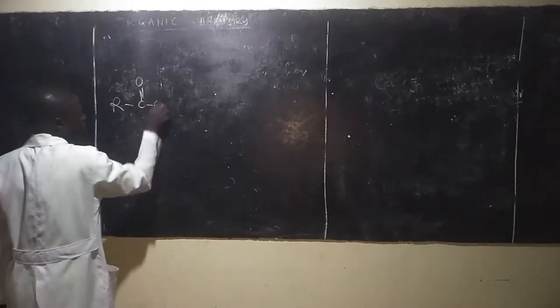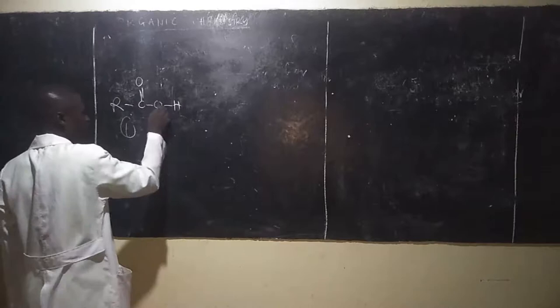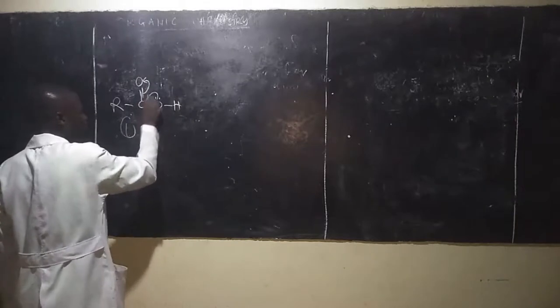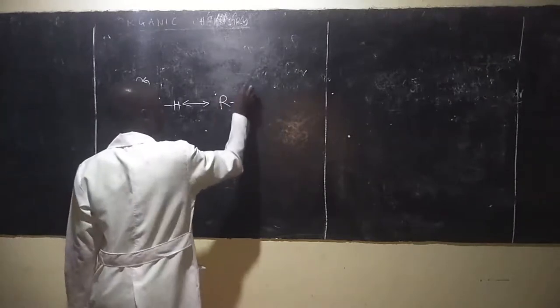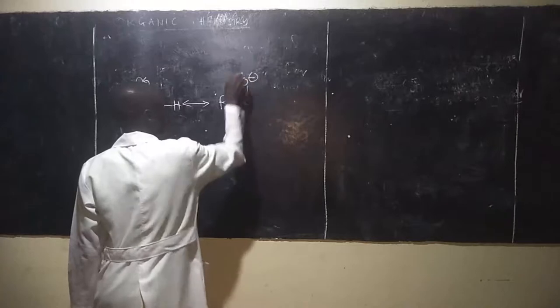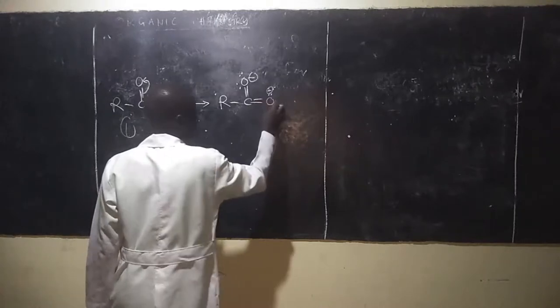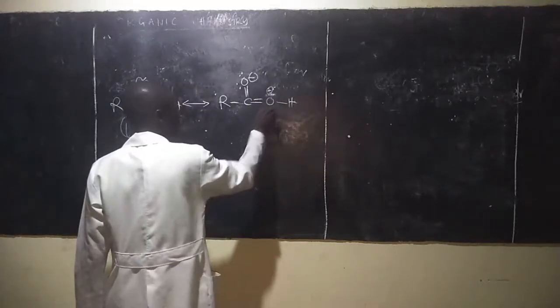So, for example, let's use a carboxylic acid: R, C double bond O, then O, H. Let's call this structure number one. Here we have a lone pair. This bond can be broken to here, and this bond can be broken to carbon. So what will happen? We'll have structure number two, which is R, then C single bond O negative with two lone pairs. Then you have oxygen, double bond, one lone pair, positive charge, then hydrogen. It's best to write this lone pair down.